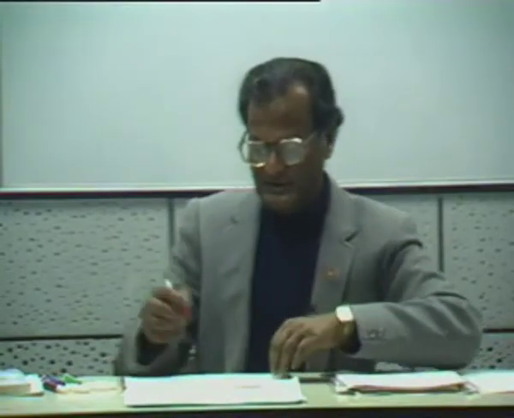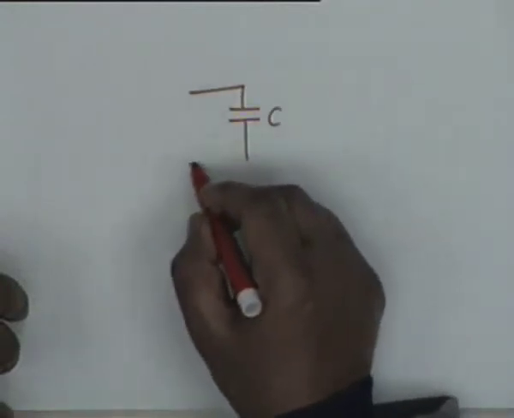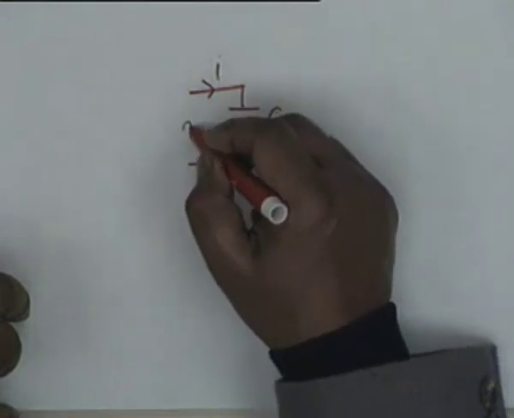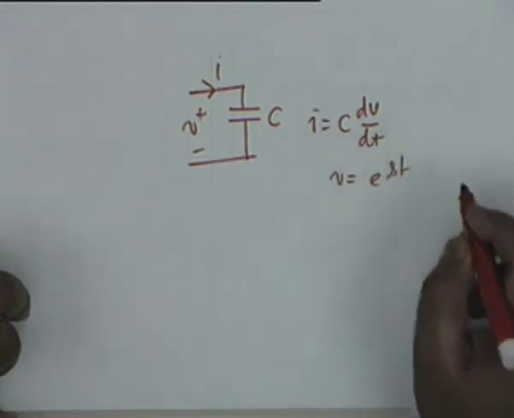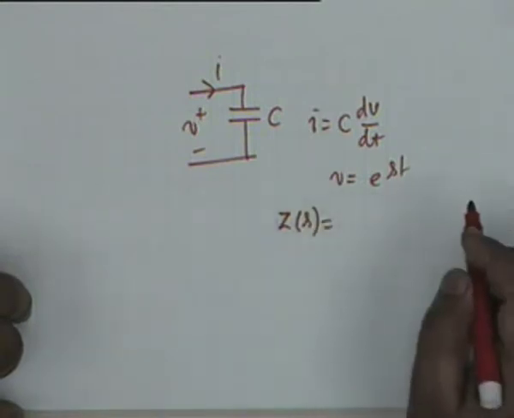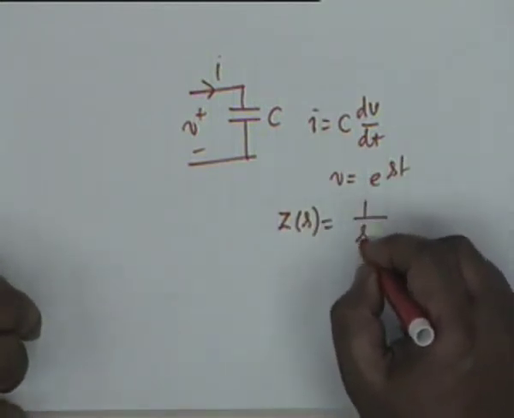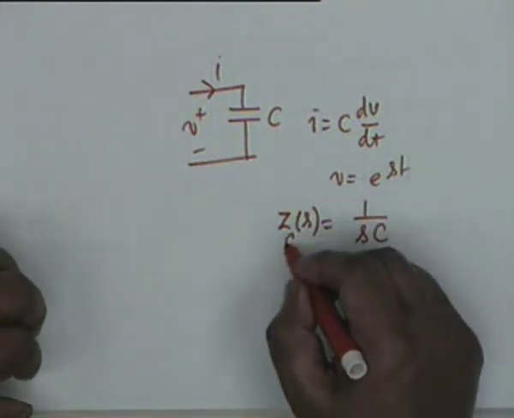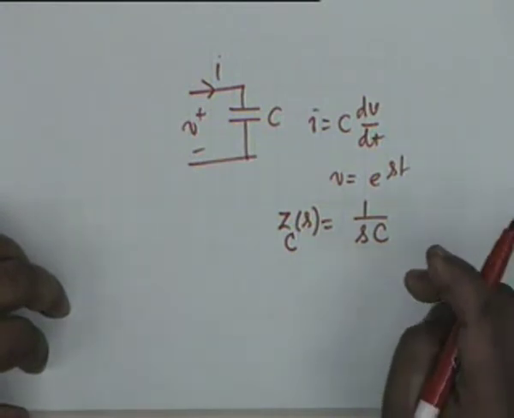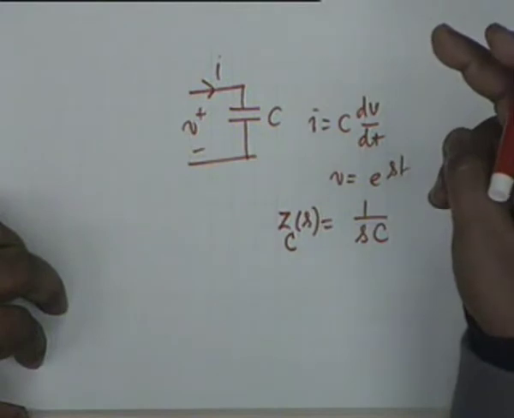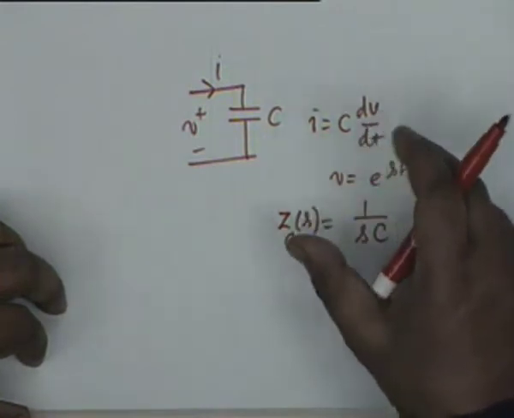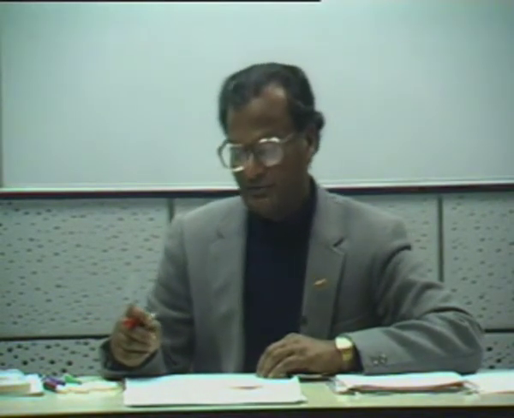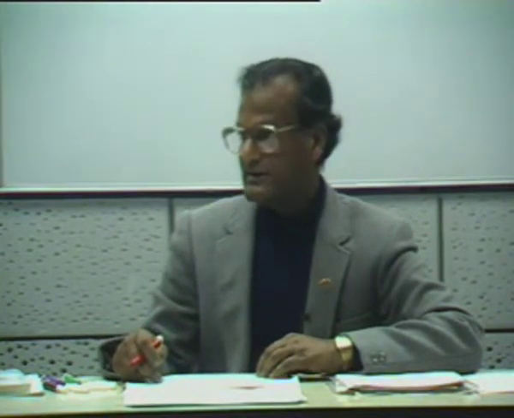If I take a capacitor C, you know the current I equals C dV/dt, and if V is of the form e to the st, then Z of s is given by 1 over s times C. This is the impedance of a capacitor, ZC of s. Alright? And once the impedance is defined for inductor and capacitor, you can treat inductors and capacitors exactly like resistances. Alright? The impedance of a resistance is R, the impedance of an inductor is sL, the impedance of a capacitor is 1 by sC.